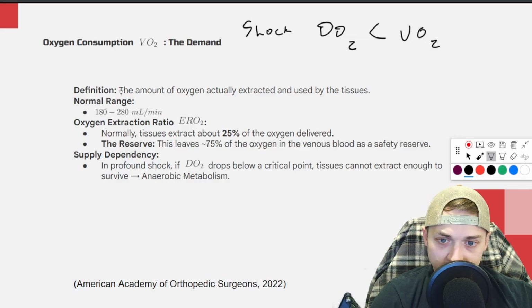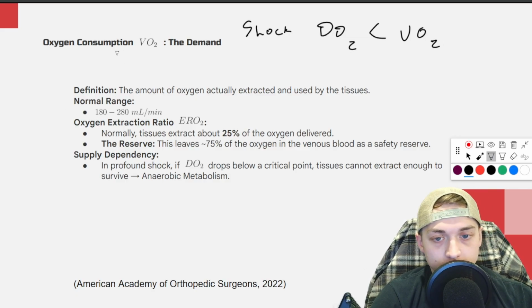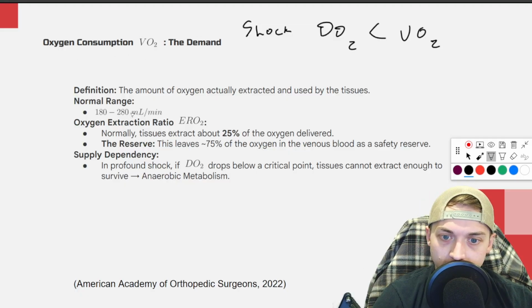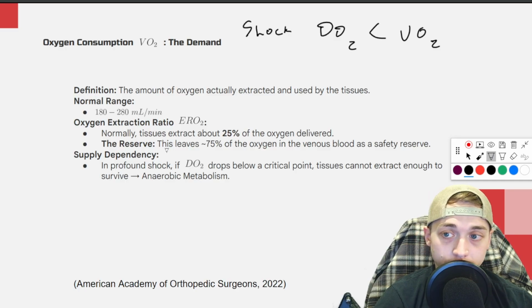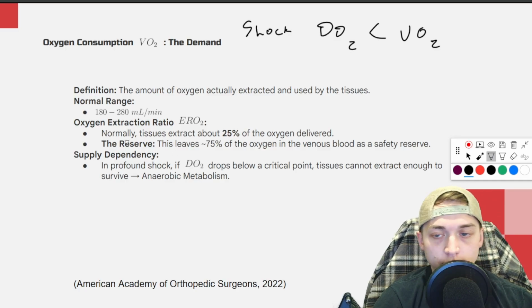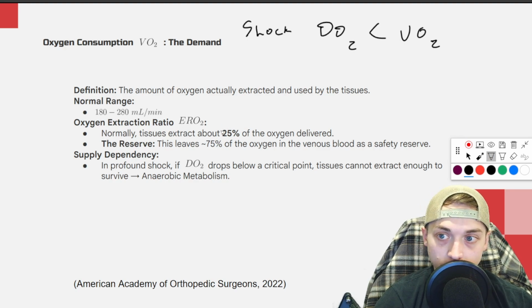Okay, so what am I doing? Oxygen consumption, this is the demand. So the amount of oxygen actually extracted by the tissues, right? The normal range for this is 180 to 280 mL per minute. Now, our oxygen extraction ratio, this is how much oxygen our tissues are actually using compared to how much is being delivered. Normally, when we're healthy, our oxygen extraction ratio is about 25%.